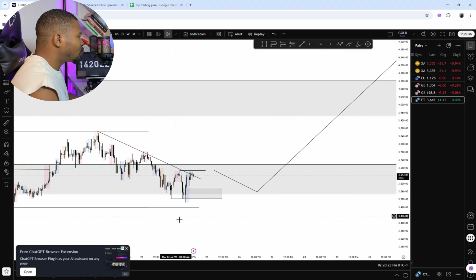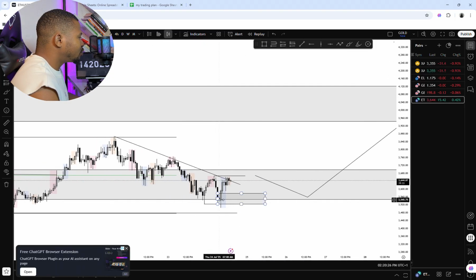Right now, look at the first one here. This is a morning star: a bearish candle, then a doji candle, and this is like a confirmation to actually buy this trade after this candle has formed.